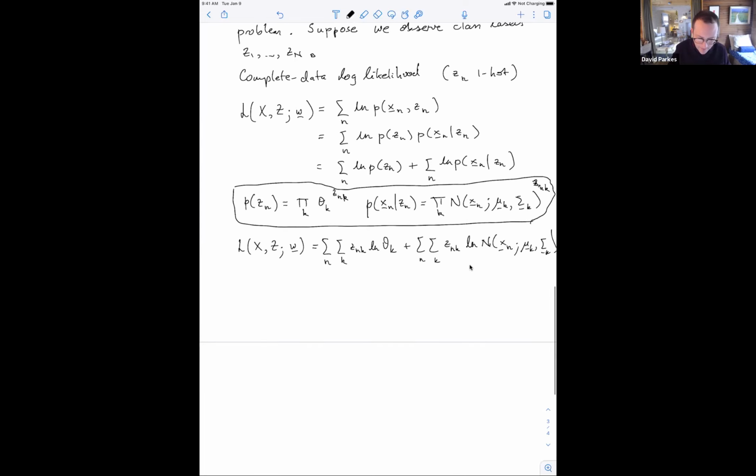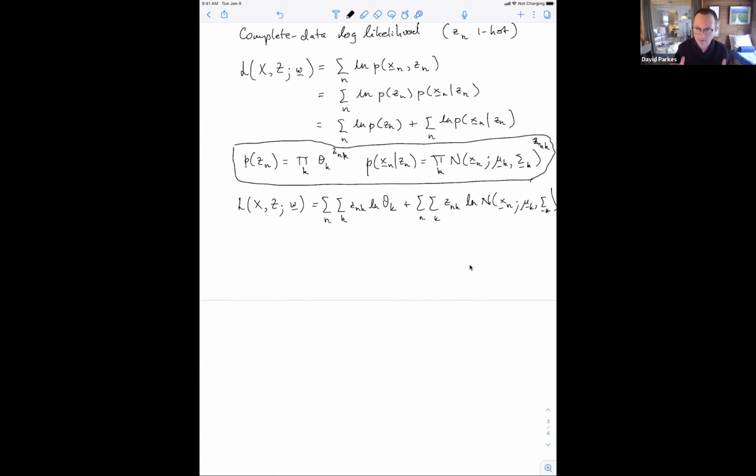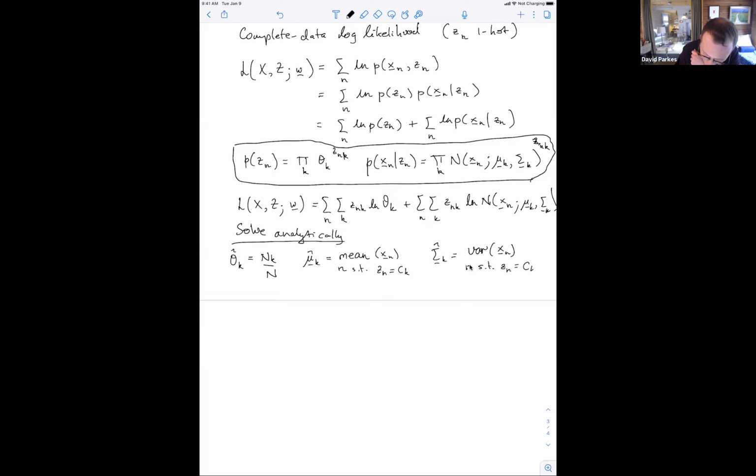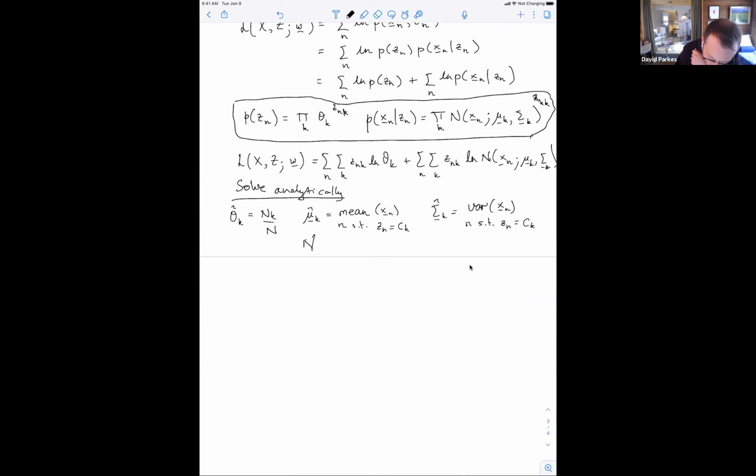You've seen things like this before. And crucially, now we can solve this analytically. If you solve this analytically by taking the first order conditions and setting them to zero, you get this, where N_K is the number of examples in C_K.